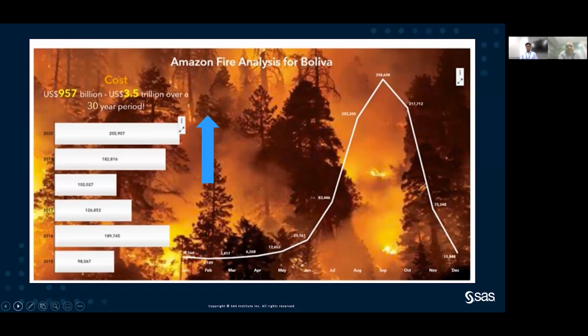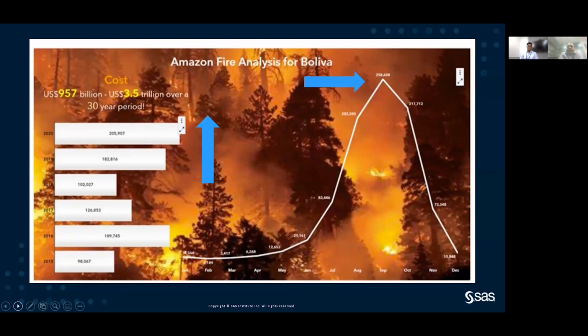Now, once we got hold of the data sets related to fire, I think we tried to look at the numbers for specifically Bolivia. And these are some of the findings when we started to explore the data. So if you look at the charts here, you can easily guess that there is an increasing trend of fires in Bolivia from 2018 to 2020.